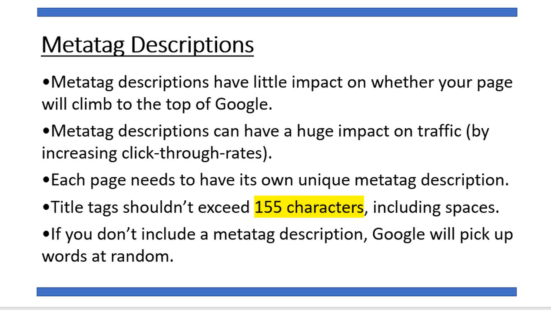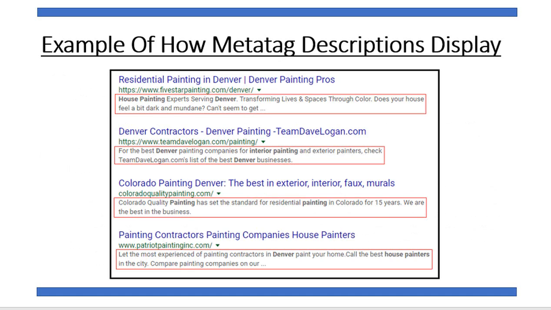Just like title tags, each page needs to have its own unique description. You can't just copy one across all of them. And here you get to go up to 155 characters, including spaces. And if you don't write a meta tag description, Google will just, in the results, display words at random. So you don't want to do that. That would be a huge missed opportunity. So here are some examples of how meta tag descriptions look when they're on Google. What's in red is the description.